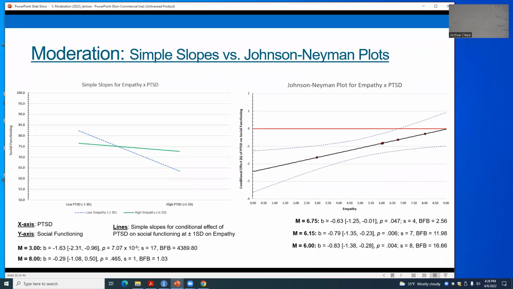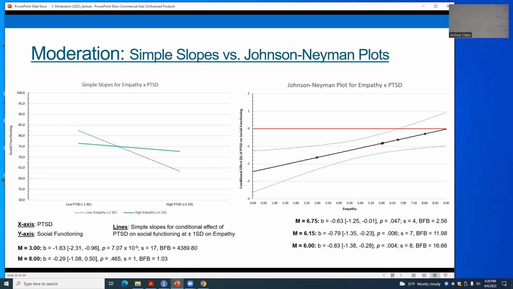And so what's cool about this, okay, like at what point does empathy stop being related to functioning? Or at what point does PTSD stop being related? 6.75, right? Once we get there, then that's where we lose evidence for an effect. But lower than that, we're good to go. Okay. People kind of see how this plot is playing out.